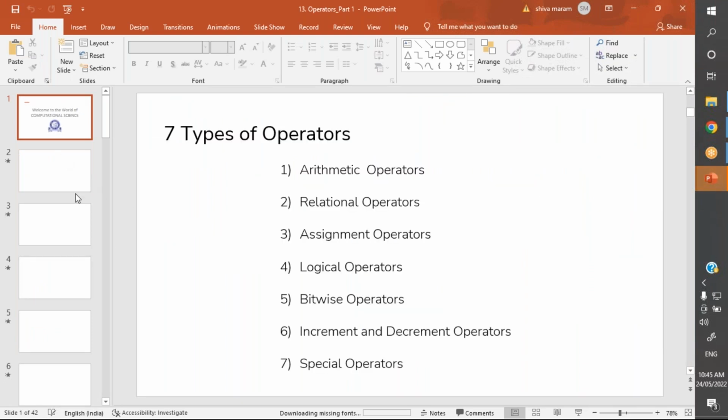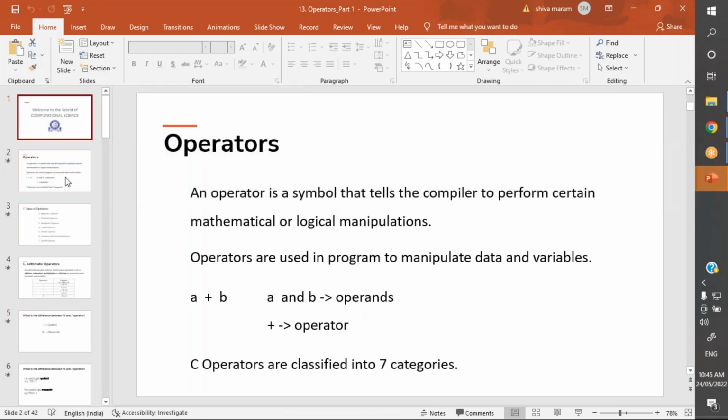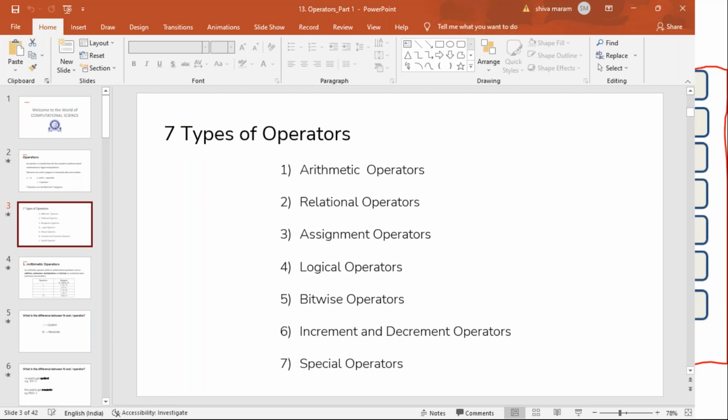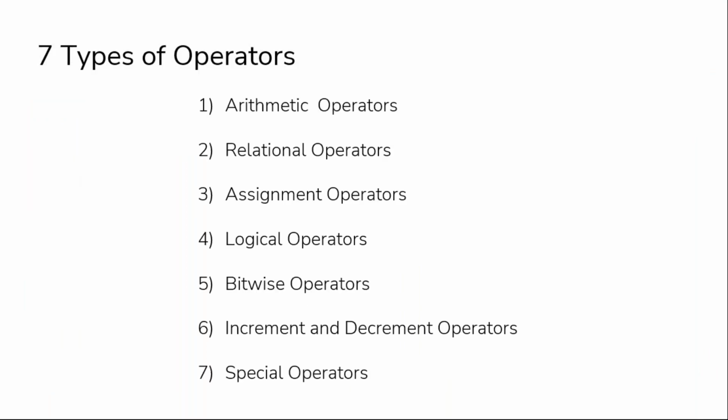In C language, we have 7 types of operators. Let me show you that. Yeah, these are the types. Okay, please make a note of this. Arithmetic operators, relational operators, assignment operators, logical operators, bitwise operators, increment and decrement operators, and special operators. Just make a note of these 7 types. We will discuss each of them in the next class.